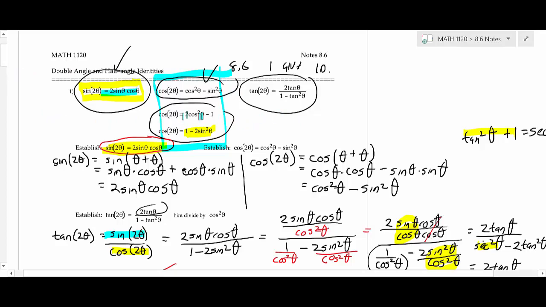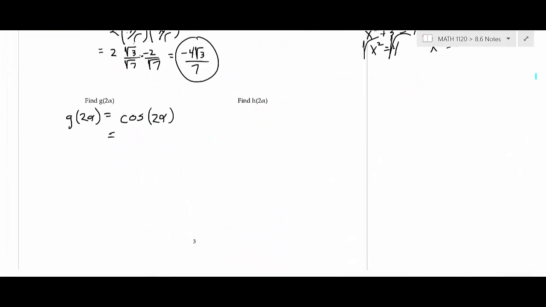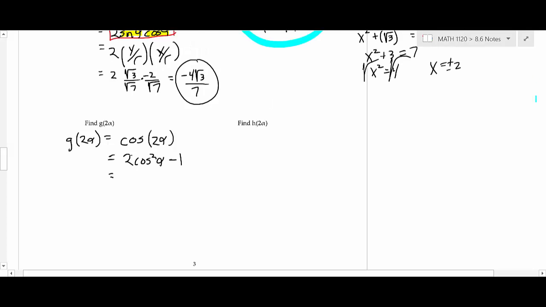Just for something different, I'm going to pick this identity, 2 cosine squared theta minus 1. I'm just going to make a decision. That's the one I want to use. Okay, so let's use that one. Let's write that down then. That is 2 cosine squared alpha minus 1. And now we're ready to roll.